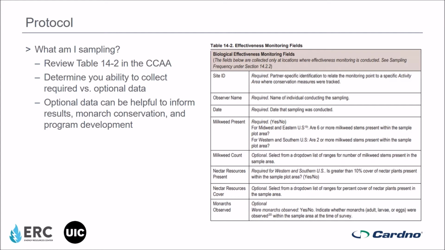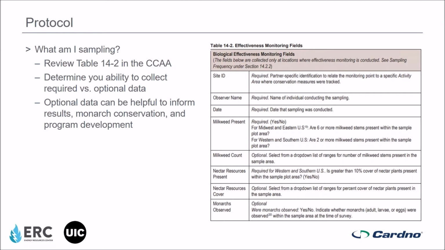There's a lot of really great information we can gather from that can help inform not just your own organization's results and tell us a little more about where you're finding habitat resources and to what extent, what they look like. But that information can also more broadly help inform monarch conservation overall within the CCAA and potentially beyond. And it can also help inform the program development.